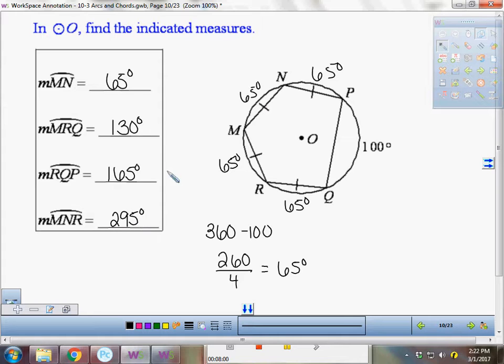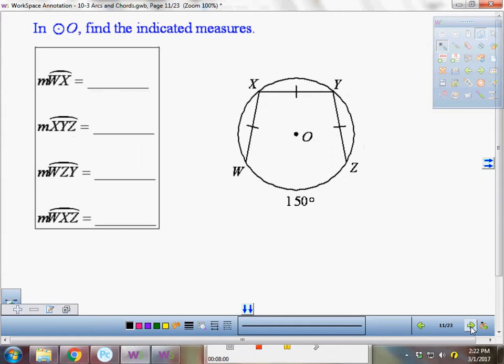And sometimes an easier way to do it, instead of adding up every single piece, because there are 1, 2, 3, 4 pieces out of 5 on here, you can always take the one piece that's left over and subtract it from 360, and that leaves you with all of the rest of it. So that's just a second way to do that, if you so choose.